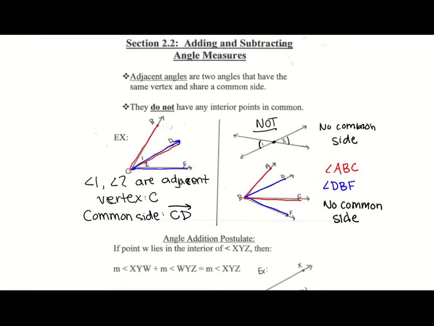These two angles also have interior points in common. If we look at this space in the middle, this shaded region is inside of my angle ABC and it's inside my angle DBF. So since it shares some common interior area, they are not adjacent.